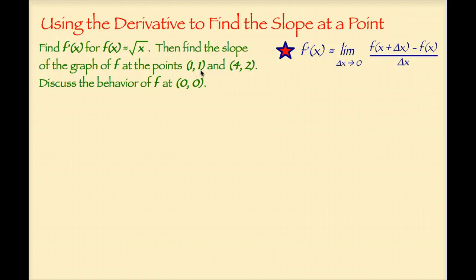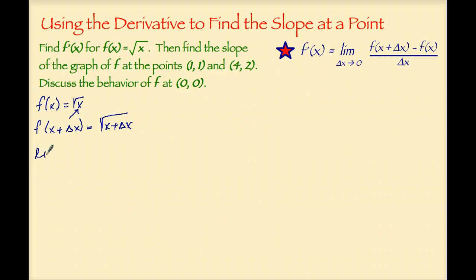We will look at the points (1, 1), (4, 2), and (0, 0). Here is our limit definition of the derivative, so let's get started. f(x), of course, is the square root of x. f(x + Δx): inserting x + Δx into the original function gives us the square root of x + Δx.